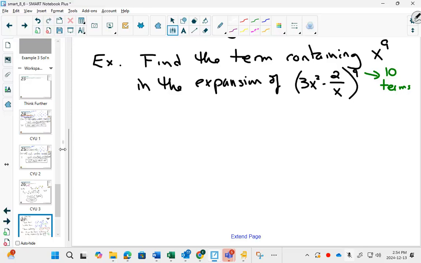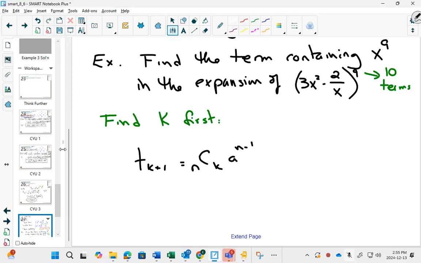So in these questions, they're more difficult because we have to find k first. And the way that we go about that is we write out our formula, right? t sub k plus 1 equals n choose k, a to the n minus k. I'm just writing the formula from the formula sheet.